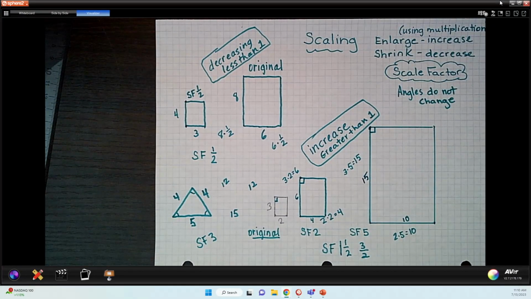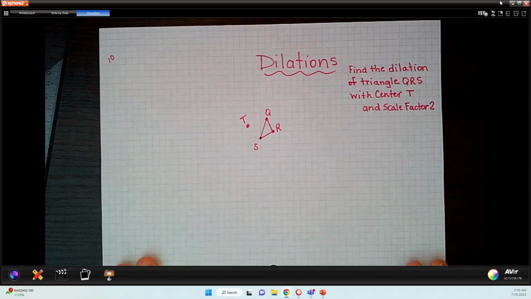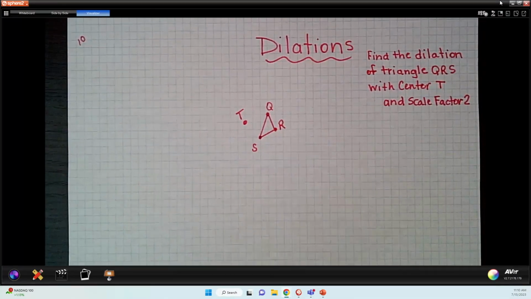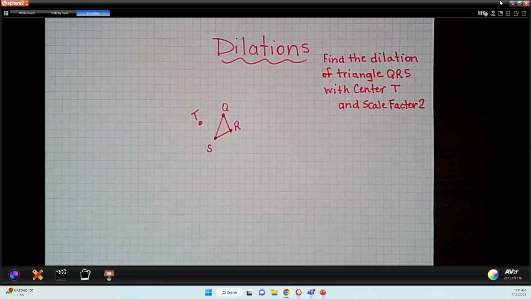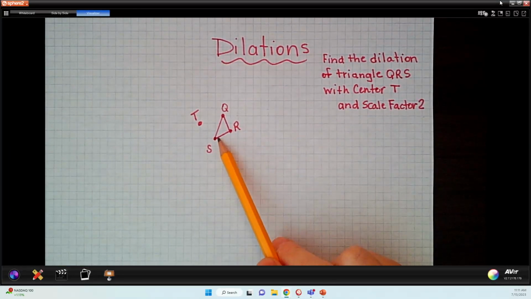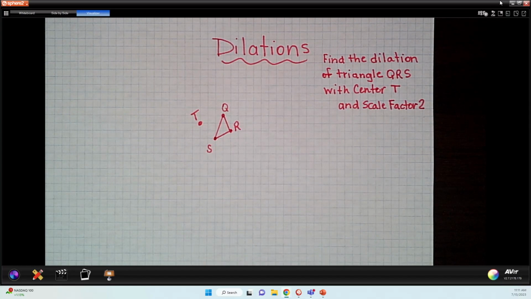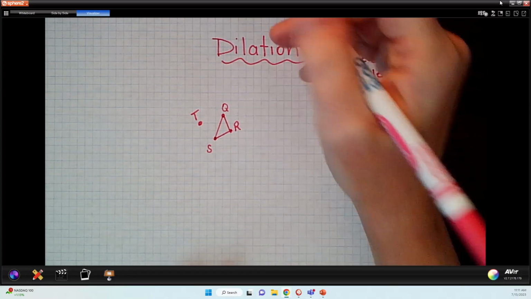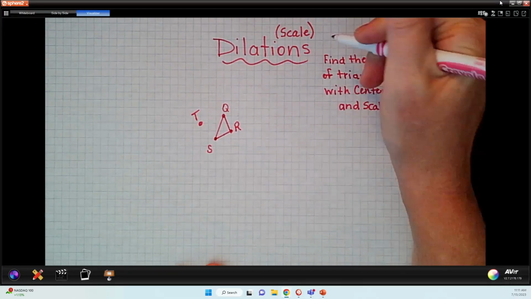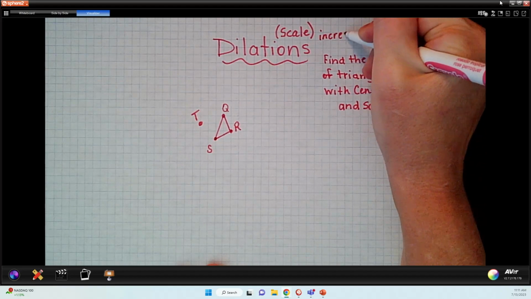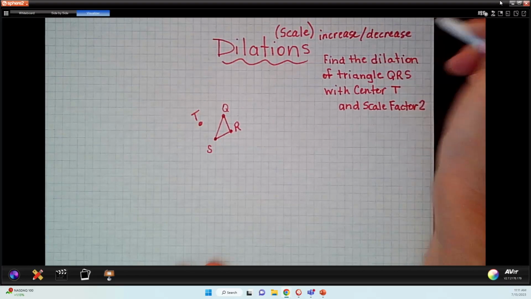Now, how does that connect with dilations? When you're dilating, you're doing pretty much the same thing as scaling, but we're using a point or a location to dilate from. So if I want to take this triangle QRS and dilate it, and again, dilating is the same thing, we're enlarging or shrinking. It's very similar to the concept of scaling. We're either increasing or decreasing by a number, by a scale factor.